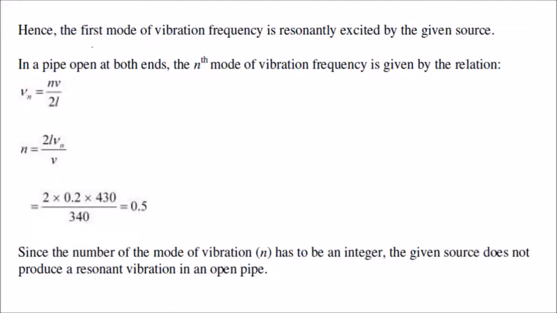Now, the first mode, n equal to 1. So the first mode of vibration frequency is resonantly excited by the given source. Now, in a pipe open at both ends, what will be the nth mode of vibration frequency? This also we know, we have seen in the theory that Vn is given by n V by 2l. So we have to find out this n. Take 2l here, divide by V. So n equals 2l into Vn by V.